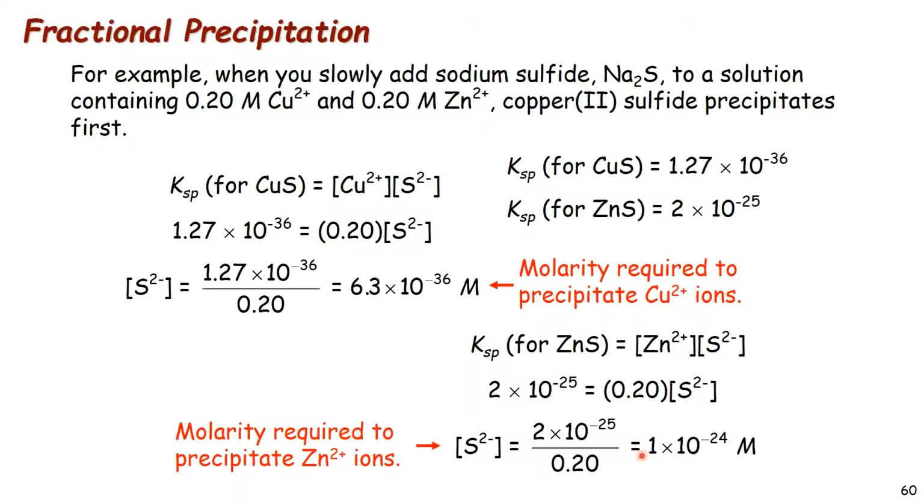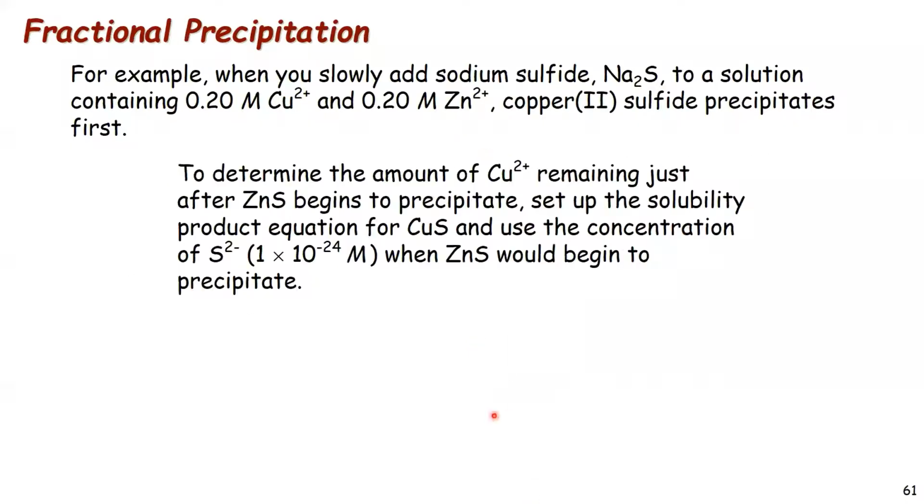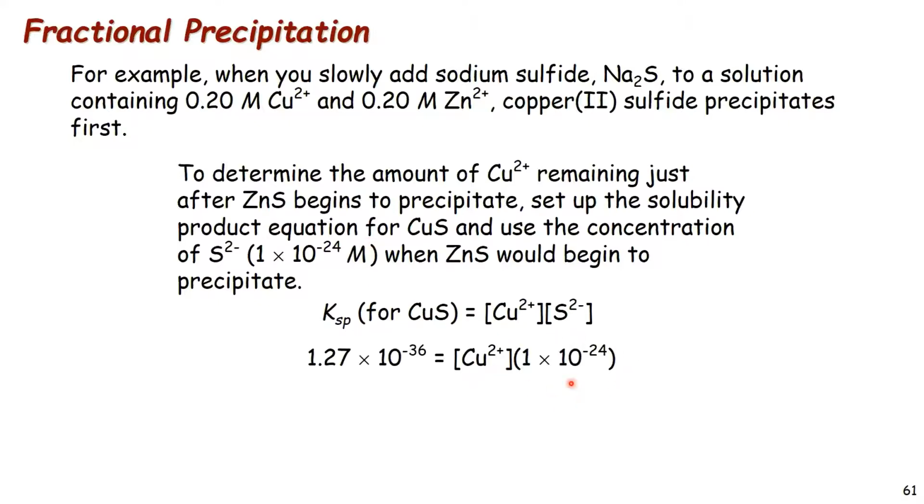Now we could actually calculate exactly how much copper would be left in solution after I added this molarity to our solution that contains a mixture of copper 2 plus and zinc 2 plus, right? So we're just going to plug in the value for the saturated zinc 2 sulfide solution, okay? And then solve for how much copper would actually remain if that was the concentration of the sulfide ion. 1.3 times 10 to the negative 12.